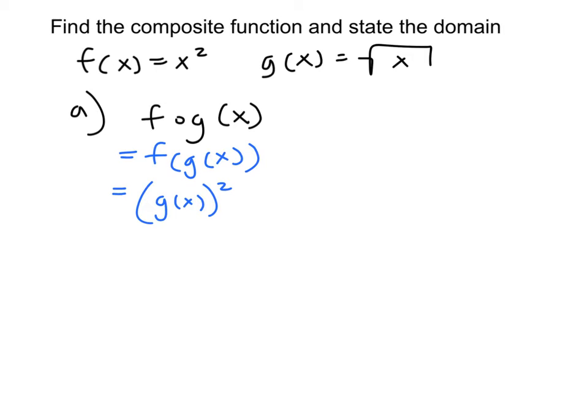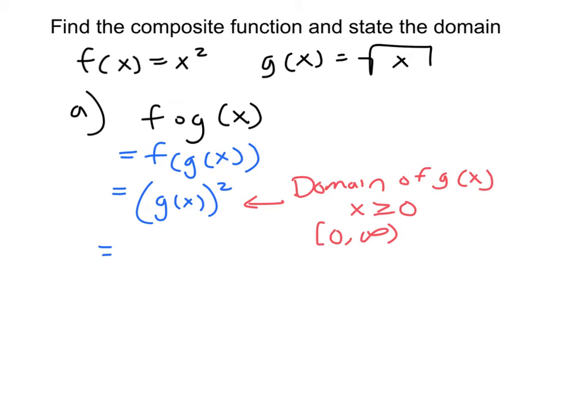Now, when I'm thinking about the domain, I need to be careful that whatever I'm putting in here for g of x needs to be in the domain of g of x. So I'm going to go ahead and write this here: the domain of g of x. Well, what is the domain of g of x? x needs to be greater than or equal to 0, right? Because you can't have a negative inside the square root. So the domain of g of x would be 0 to infinity. Okay, so let's continue with this.